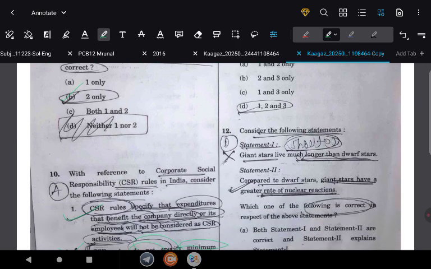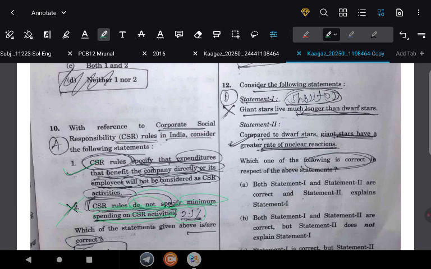Then the last, the 12th question on this page is: giant stars live much longer than dwarf stars. This is the first statement.